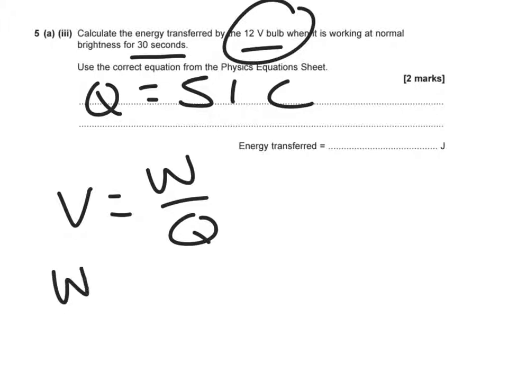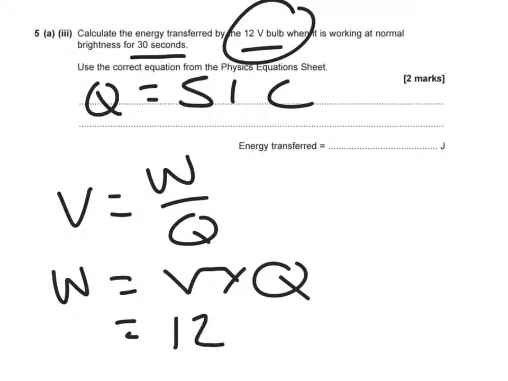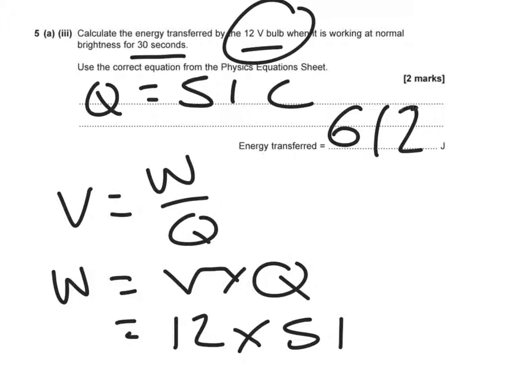So rearranging that to find W, which is work done, we get V times Q, which is going to equal 12 multiplied by 51. That gives us an answer of 612 joules.